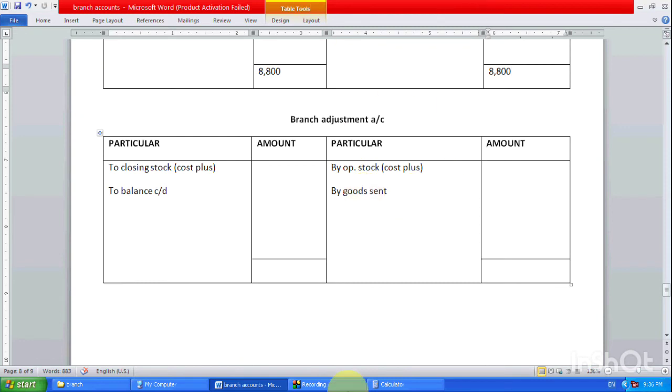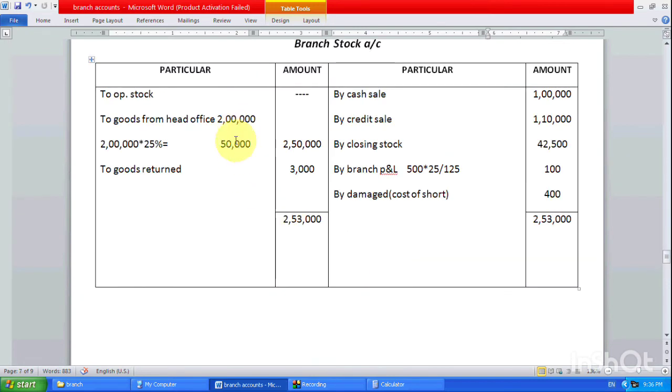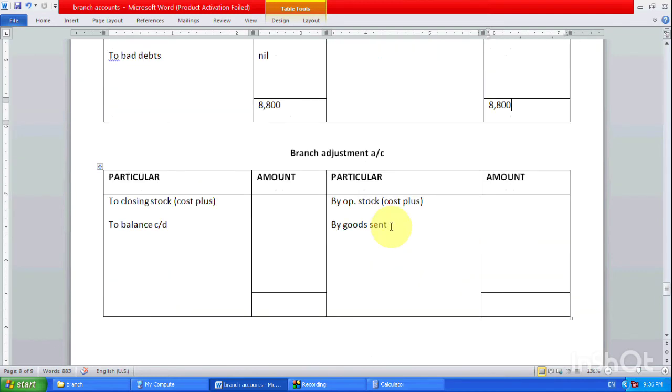Now final, branch adjustment account. Here, to closing stock at cost plus, to opening stock at cost plus, by goods sent, then balance carried on. Closing stock is given or not? Let's see. Opening stock is not given, but there is goods sent, which is 50,000, from head office to branch. Look, opening stock is completely nil. There is no opening stock, so I have written nil. And goods sent is 50,000 overall.